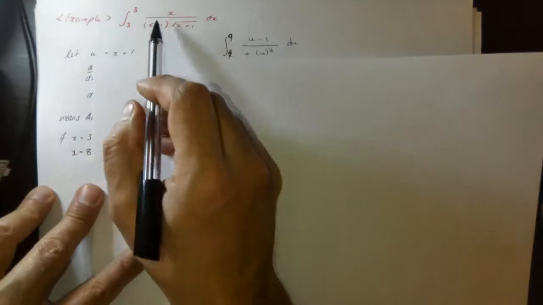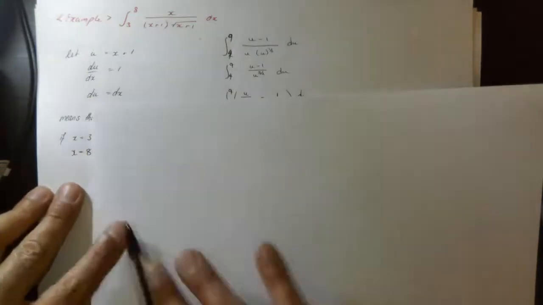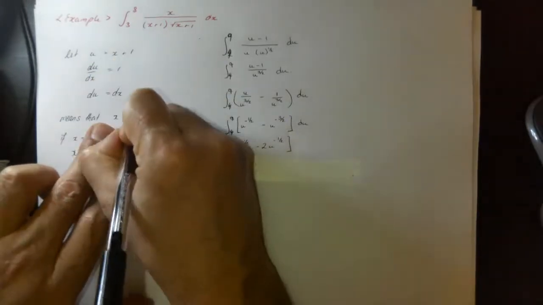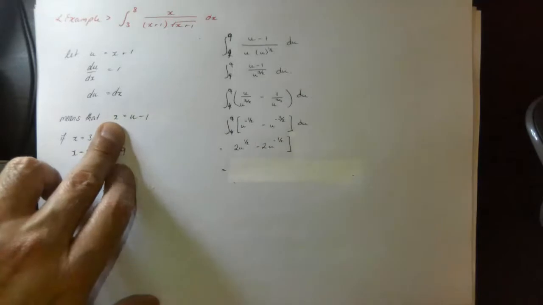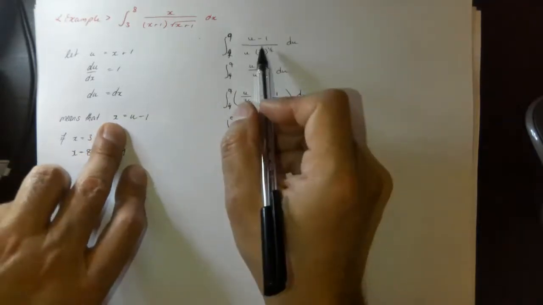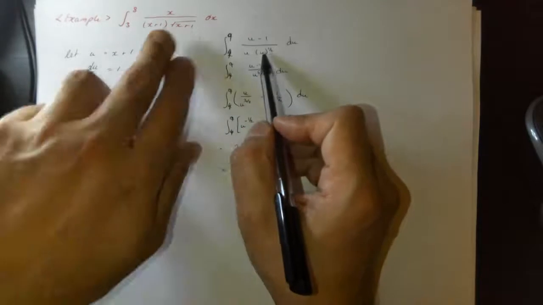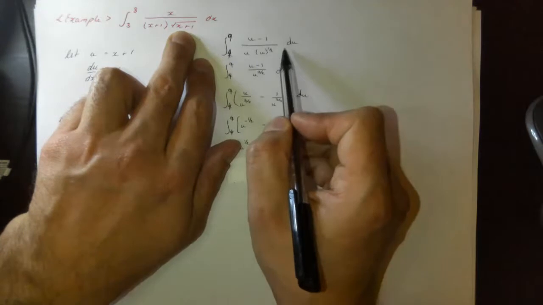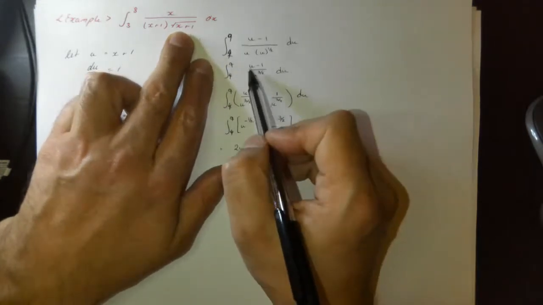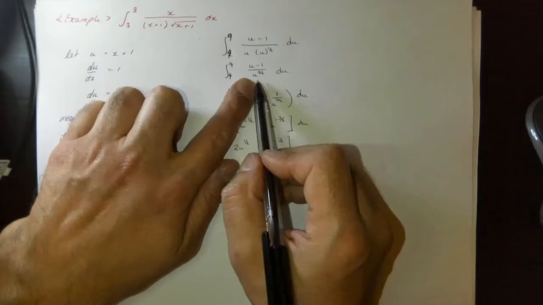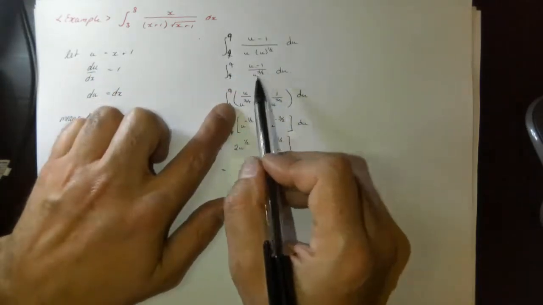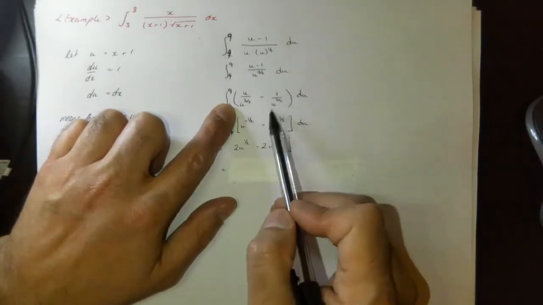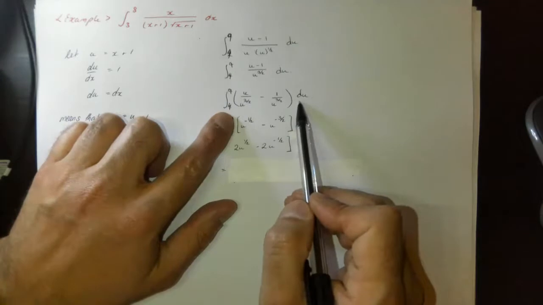So x is now, I rearrange this, x is equal to u minus 1. Okay, so I get u minus 1 on the top. x plus 1 is u, and then the square root of x plus 1 is u to the power of a half, du. Alright, cleaning that up, I get u minus 1 all over u to the power of 3 on 2. I can separate that, being u over u to the 3 on 2 minus 1 over u to the 3 on 2, du.